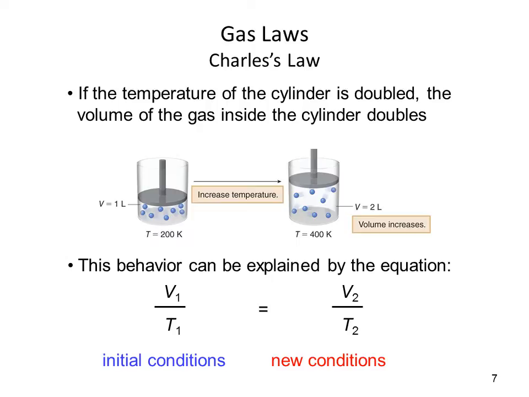And you need to remember how to go from Kelvin to Celsius. How do we do that? To go from Kelvin to Celsius, we subtract 273.15, and to go from Celsius to Kelvin, we add 273.15. That was back from chapter 1.